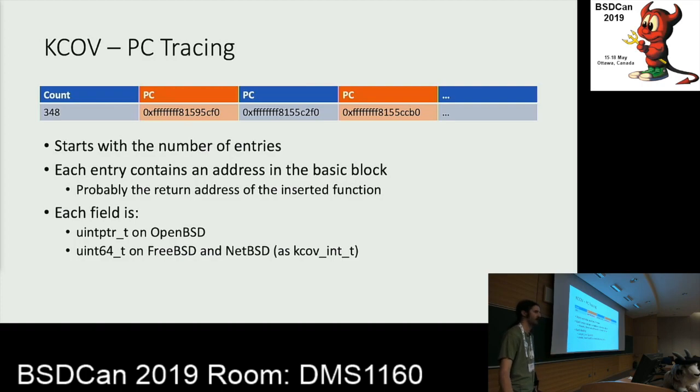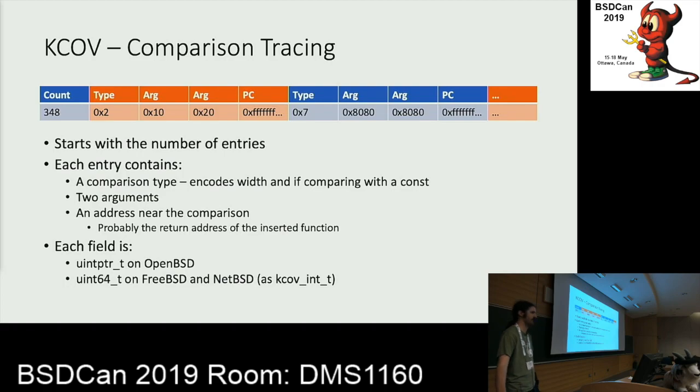This is okay for tracing. You find out all of the values. You don't necessarily find out why you're going here though. And this is where comparison tracing comes in. So you'll still get the same count at the start, except in this case it's the number of four-entry items. So the 348 there will be 348 by four entries by the width of each entry. This one you'll get some more information. So you'll get this type here. In the first example it's 2, which basically means it's a size of whatever size 1 means, which is defined as a 16-bit comparison. And the bottom bit is a const value, which means it's not const in this case. So that means the two arguments both came from a variable somewhere. And then you'll get the PC as well.